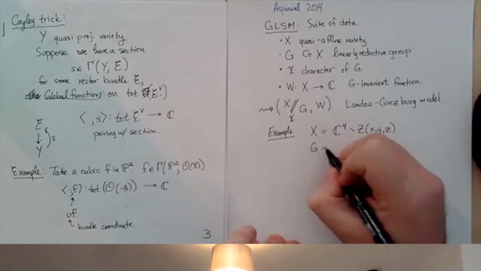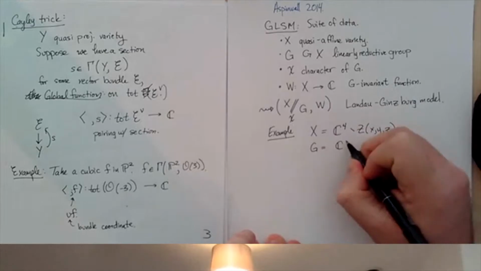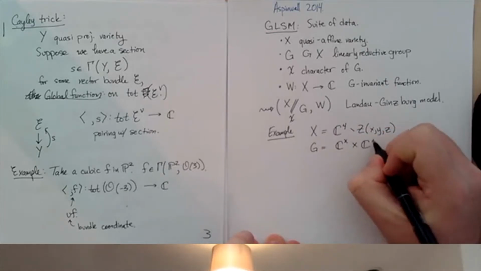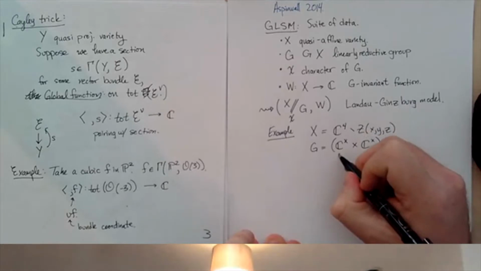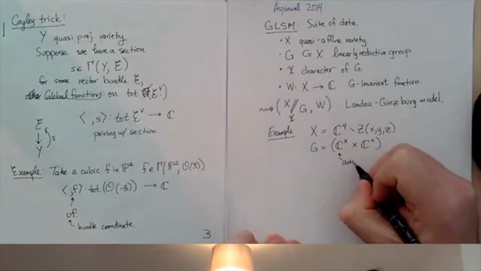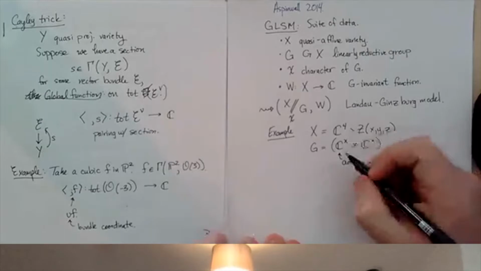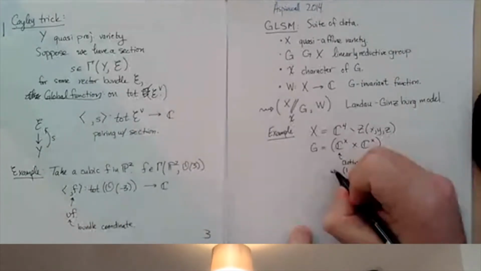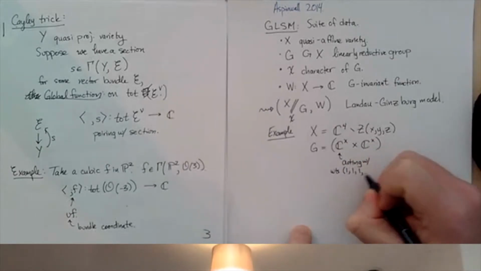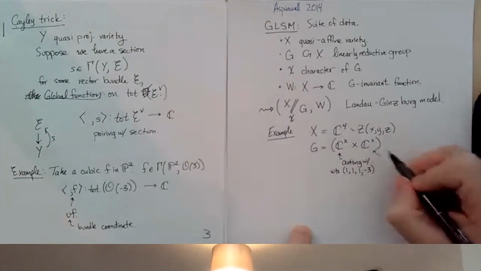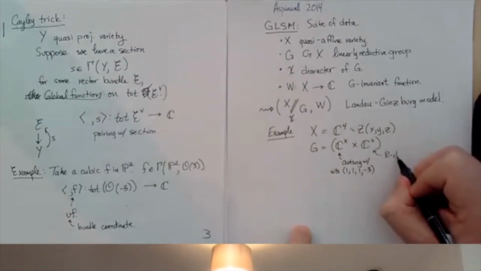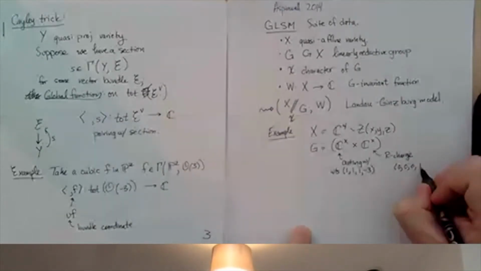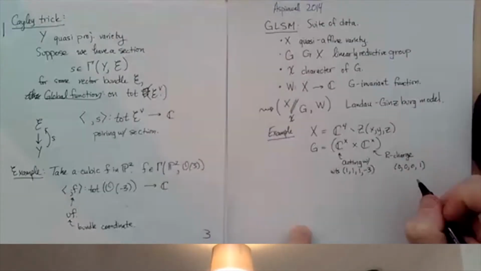And then I end up with some G, which is two copies of C star. So this one acts just the way that the GIT quotient that gives me this total space does. It acts by weights 1, 1, 1, minus 3. And then this thing is something called R charge that I'm not going to get into. This just goes along for the ride, and we're going to be happy with that today because it's a pandemic. Struggle is real.